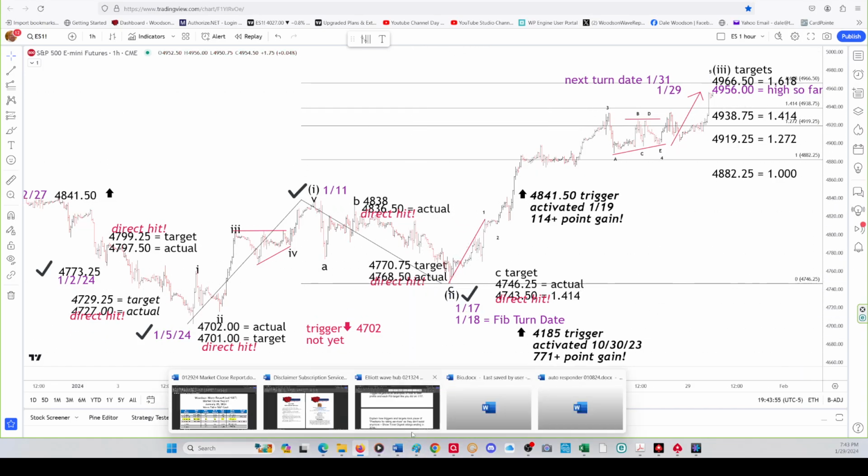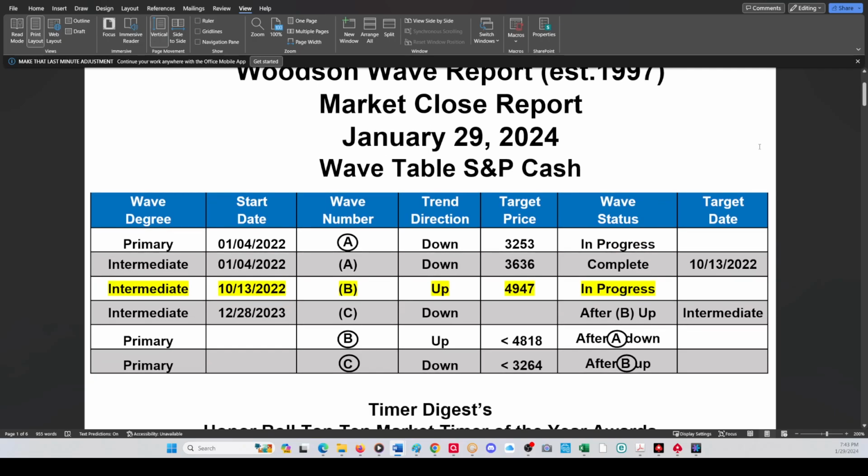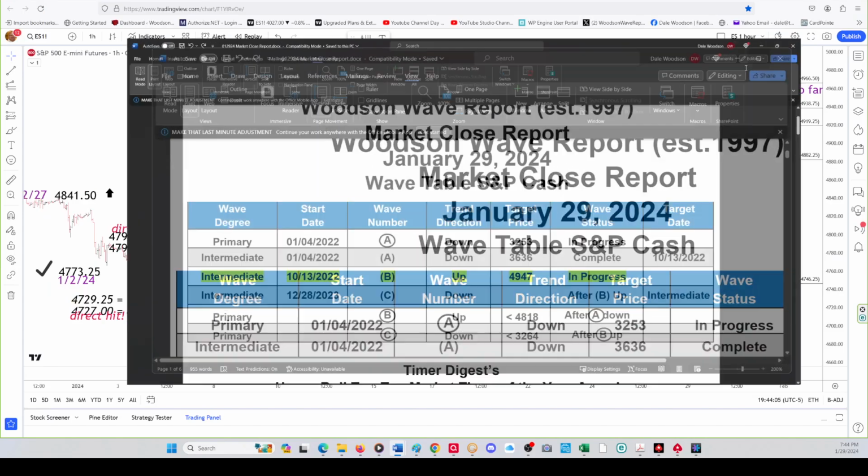We have, let's do the market close from today. It's been a few days, but we had a weekend in there. This is what we put out earlier today. Okay, and let's make that bigger.